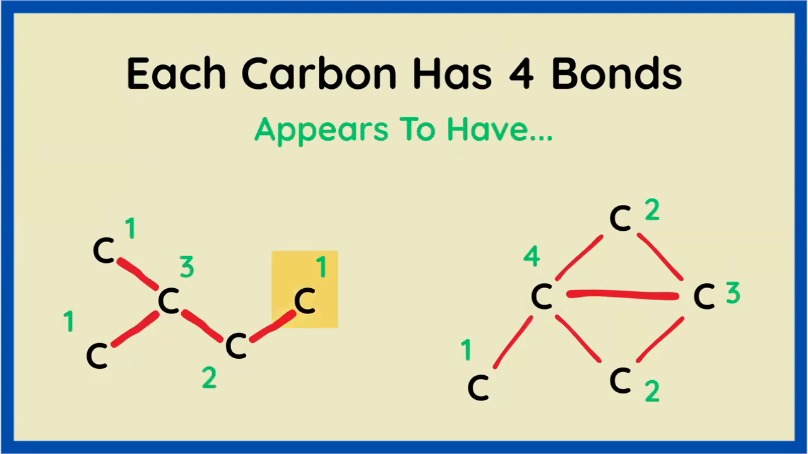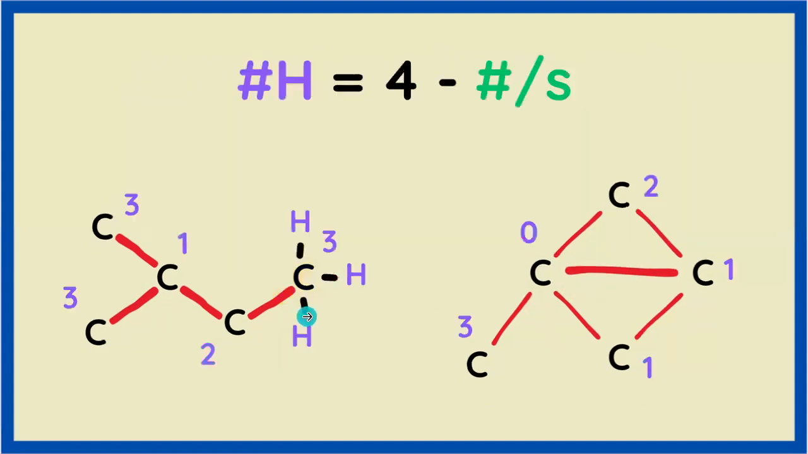This carbon right here has 4 bonds like the rest, but we only see one of them. And hydrogens are going to make up the difference. So if this carbon has 4 total bonds and we see one of them, one carbon to carbon bond, it has 3 hydrogens attached to it.